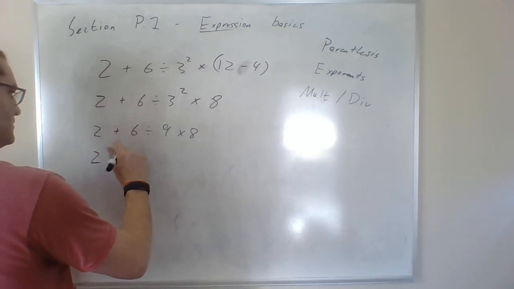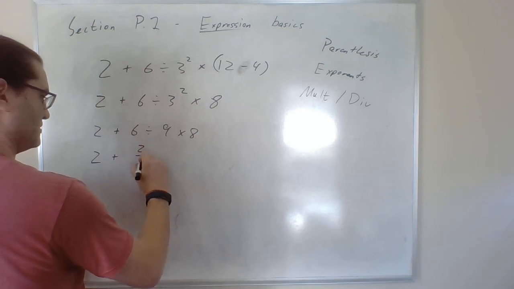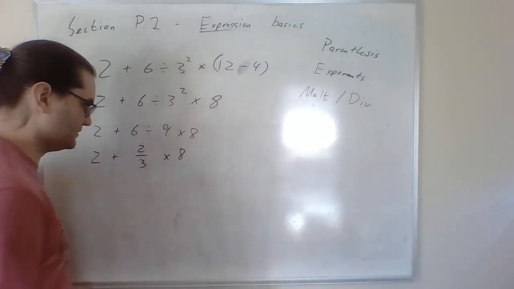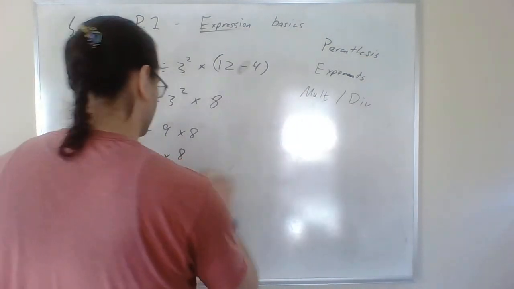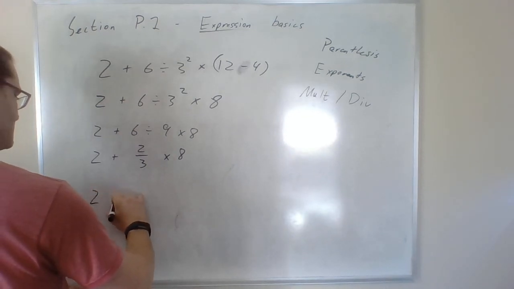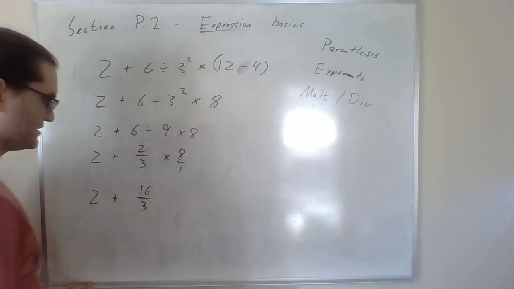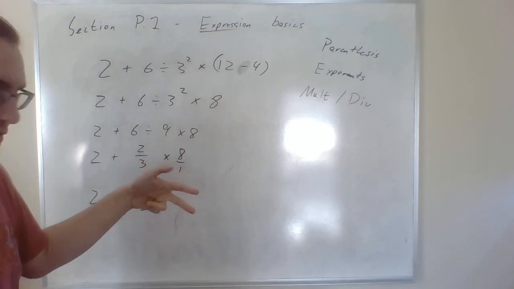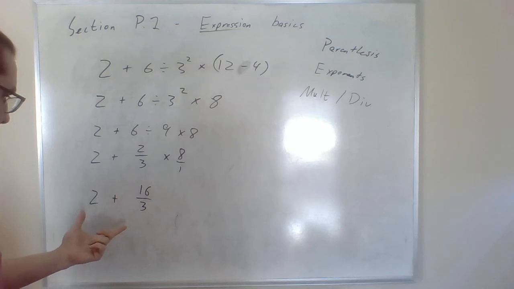So 6 divided by 9 should be something like 2/3. 6 ninths simplifies to 2/3 times 8. So that's us doing this division first. And now we still have some multiplication, so we're going to do this piece next. So 2 plus, this will be 16/3. We treat this as an 8/1. We'll just multiply straight across. Hopefully everyone remembers what to do with fractions. And then we can add these things.